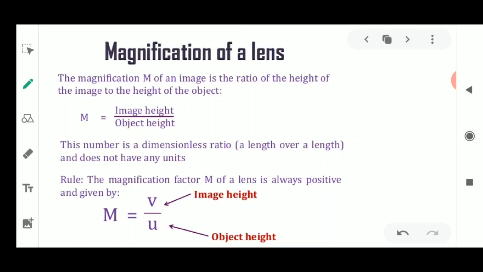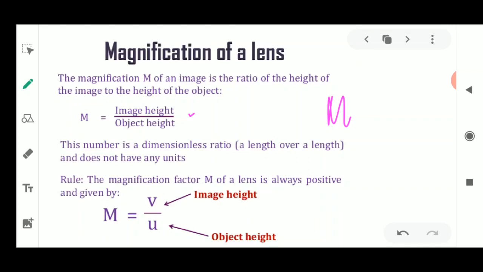This slide is telling you about magnification. Magnification is denoted by the letter M, and it is the ratio of the height of the image to the height of the object. It is similar to what we discussed in the last class in the case of mirrors.